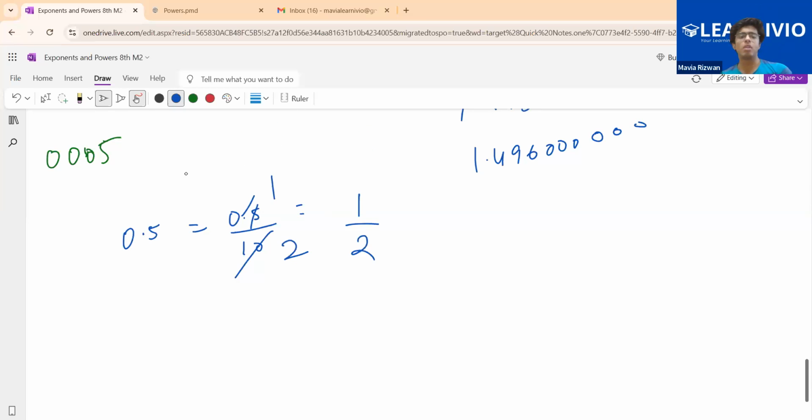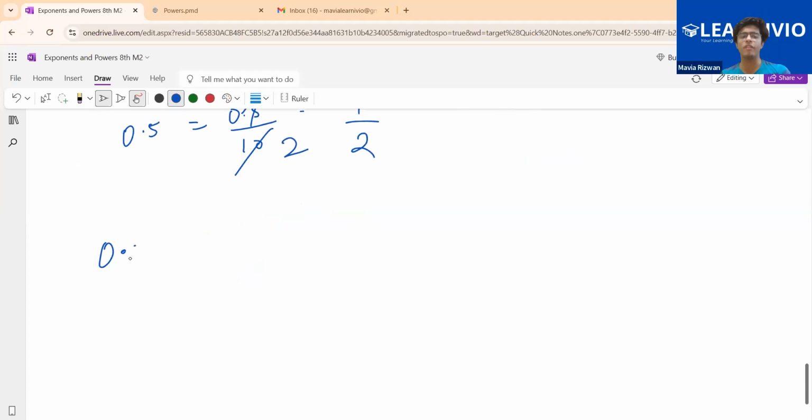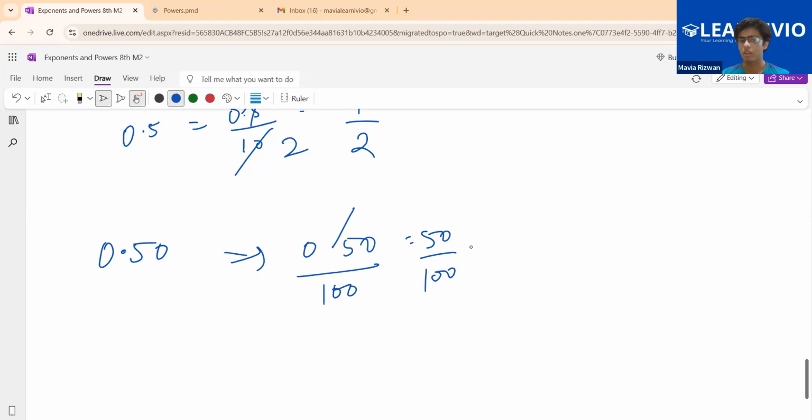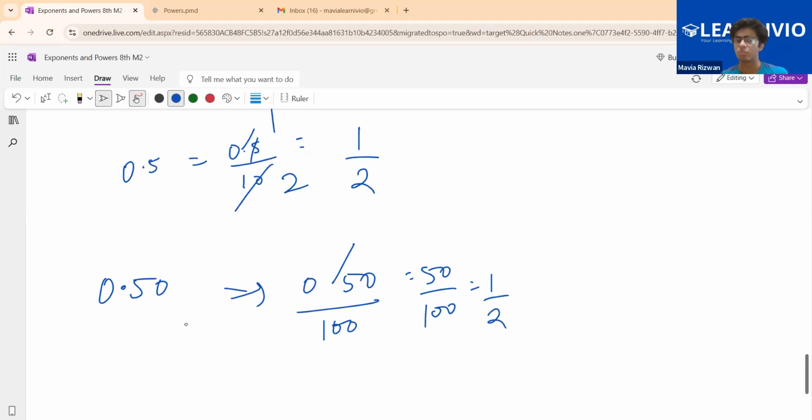Now Abu Bakr, let's take 0.50. I can write this as 0.50 divided by, now I'll divide by 100. If I take out the point, this would be 50 by 100, that is equal to 1 by 2. So Abu Bakr, can you see that 0.5 and 0.50 both are equal to 1 by 2? So this means that 0.5 is equal to 0.50, right?